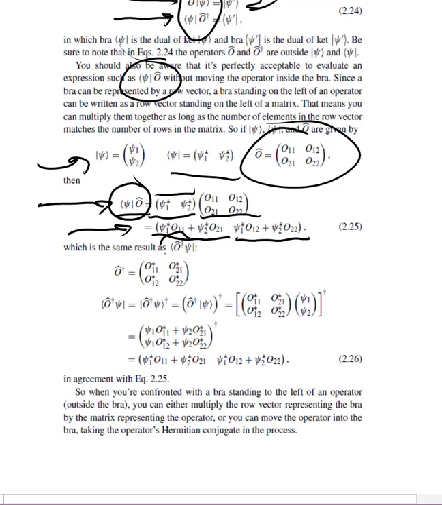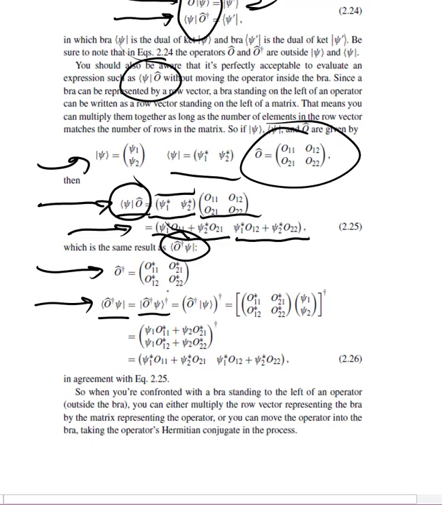But we said on the previous page, we can move the operator inside the bra if we take its adjoint. Let's see how that works. First, we write the adjoint. Remember, it looks just like the operator O, except the columns are now rows and everything has been complex conjugated. So let's write what this is where we've moved it inside the bra. We know that this bra is the adjoint of this ket. We showed that on the previous page.